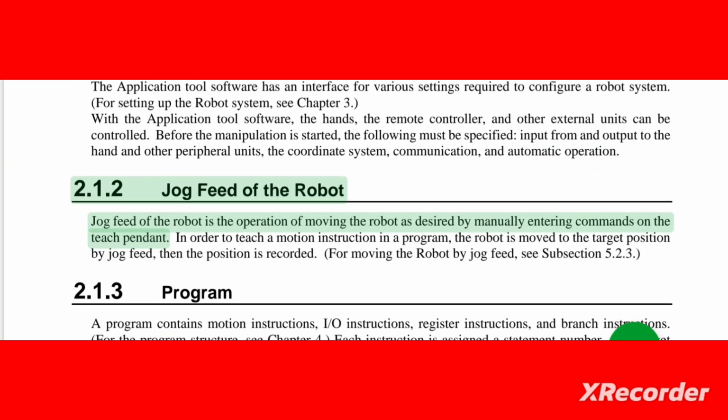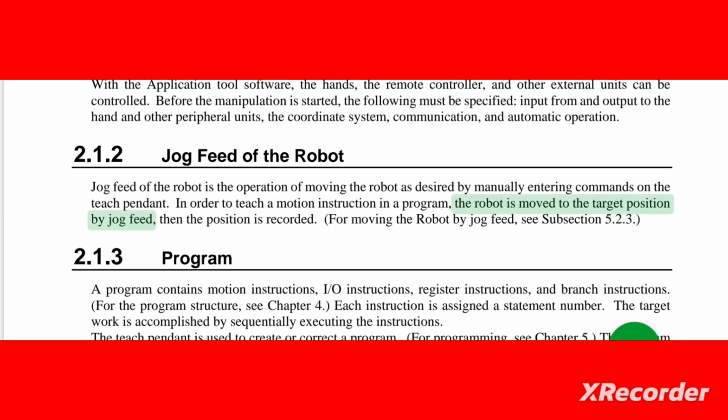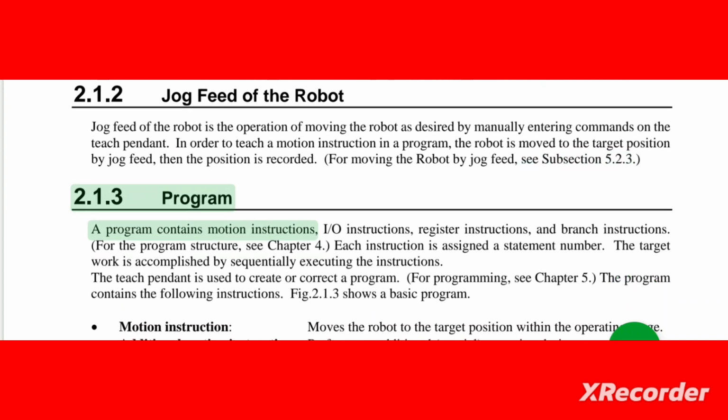2.1.2 Jog feed of the robot. Jog feed of the robot is the operation of moving the robot as desired by manually entering commands on the Teach pendant. In order to teach a motion instruction in a program, the robot is moved to the target position by jog feed. Then the position is recorded. For moving the robot by jog feed, see subsection 5.2.3.